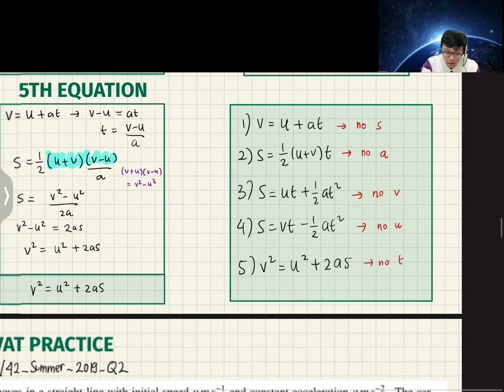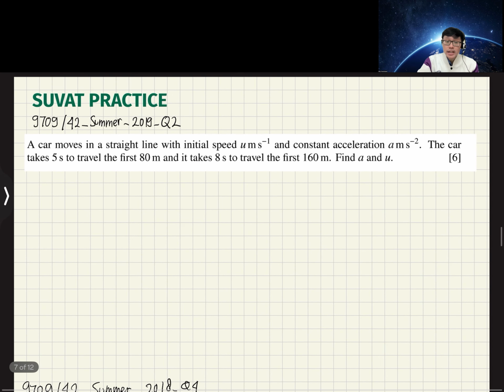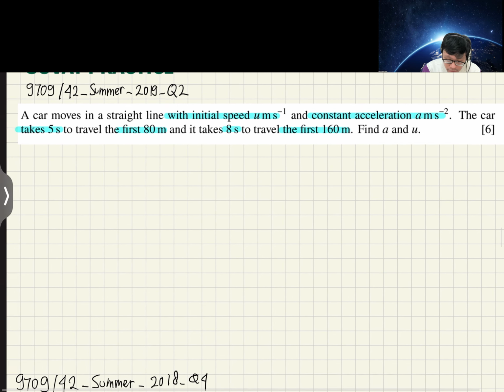So let's take a look at the SUVAT practice taken from the past paper. Let's take a look at the first example. A car moves in a straight line with initial speed U, so we want to find U, and the constant acceleration A. The car takes 5 seconds to travel the first 80 meter, and it takes 8 seconds to travel the first 160 meter. So, how do we solve this kind of question?